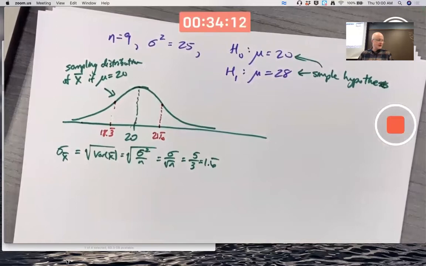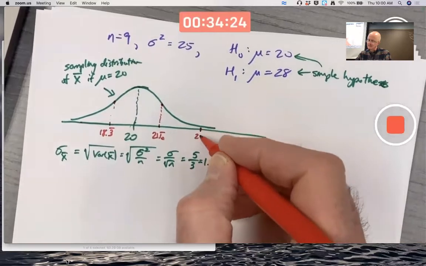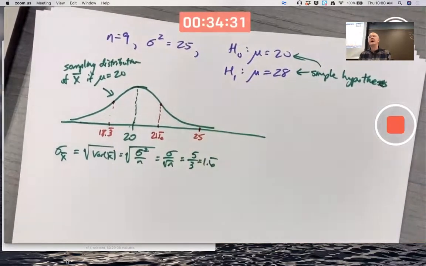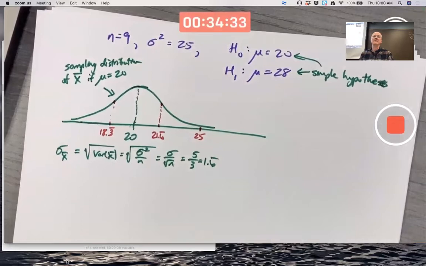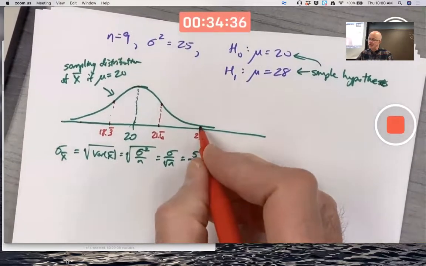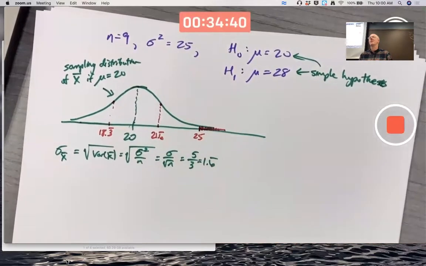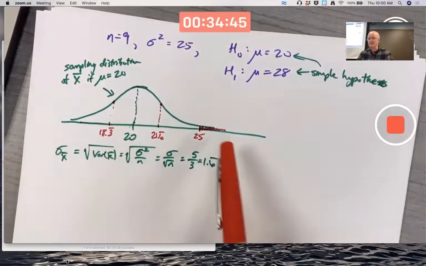We are agreeing to reject the null. The decision is reject the null in favor of the alternative if x bar is bigger than 25, say right there. Therefore, the probability of a type 1 error, where you reject the null when it's true, would be the chances of being greater than 25 when your true sampling distribution looks like what you see here. It's going to be a very small number.